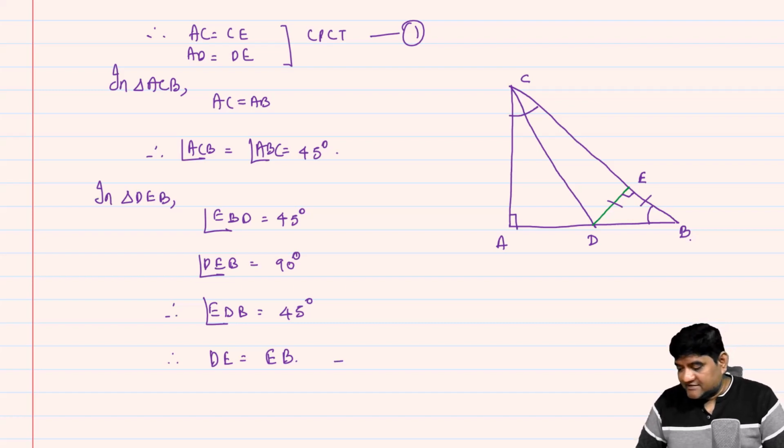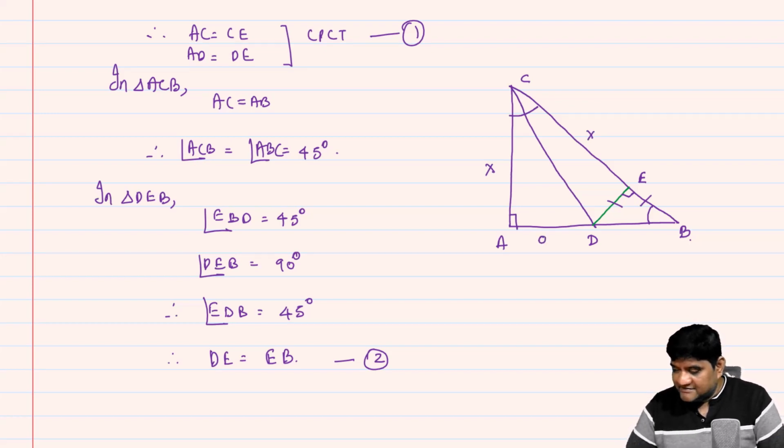So this is my second equation. So let's look at what we have proved. We have proved that AC is equal to CE, and I have gone ahead and proved that AD is equal to DE, which in turn is equal to BE. Well, what would that mean?